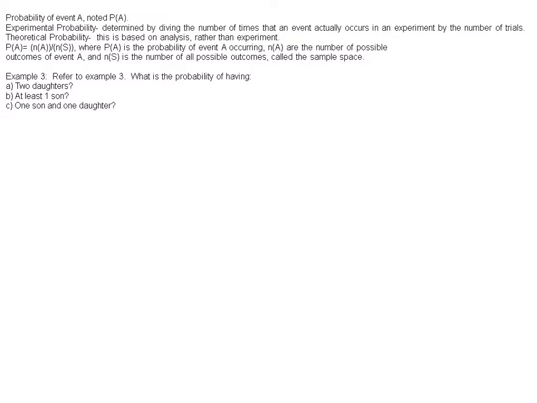Okay, so here's a theorem. The probability of event A is noted P of A. So this is like the probability of event A. Okay, an experimental probability, this is when you actually do the experiment and then you tally up the totals and you base all of your probabilities on your experiment. Okay?